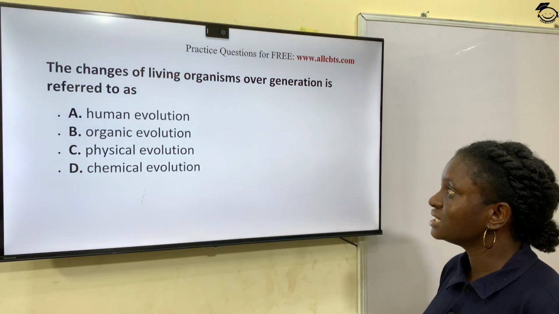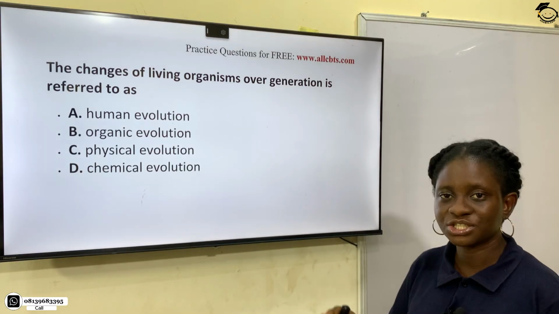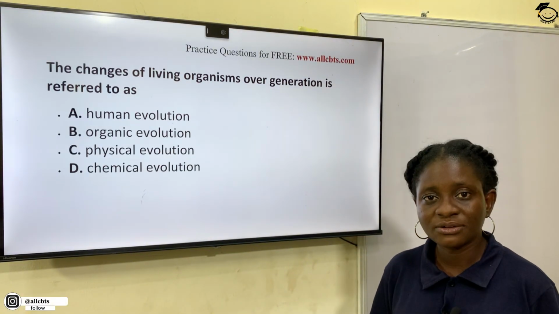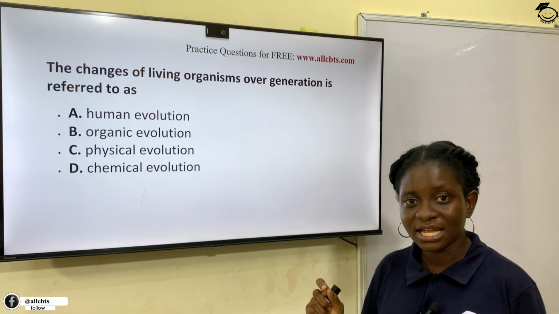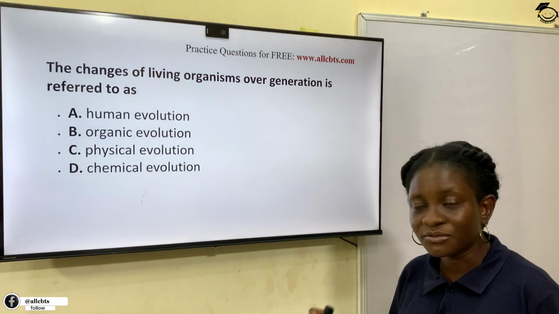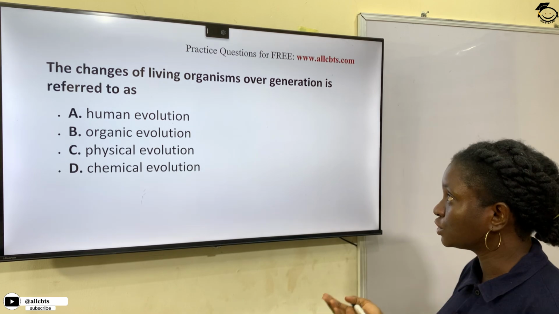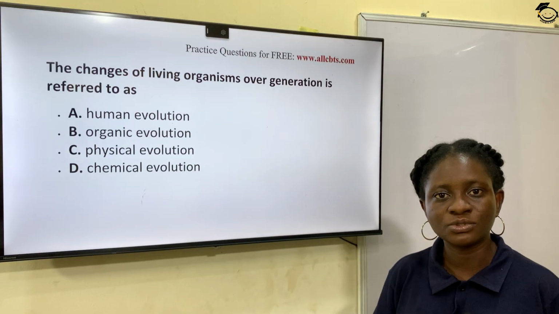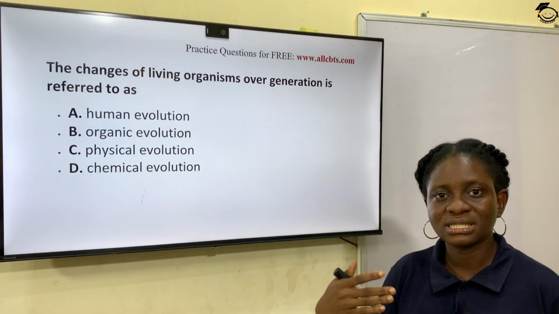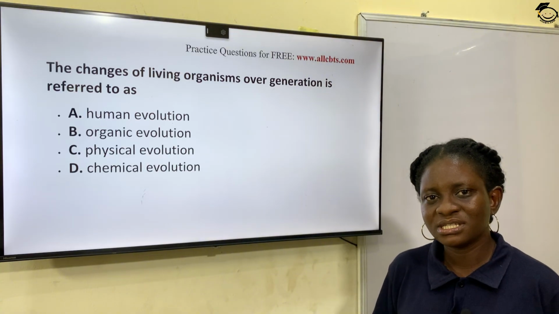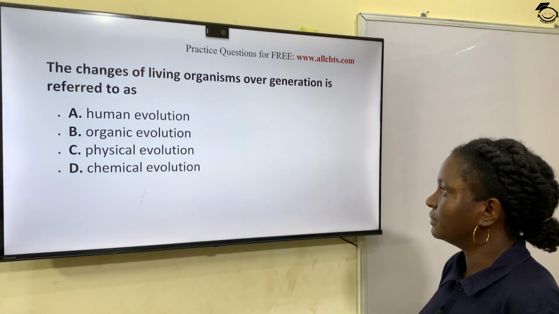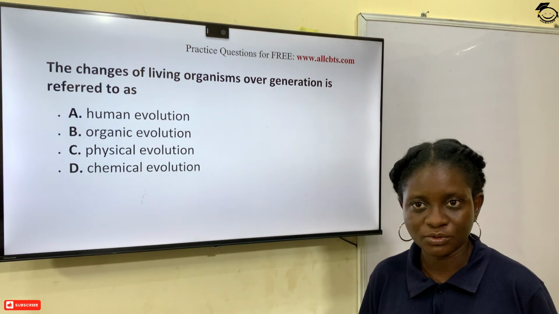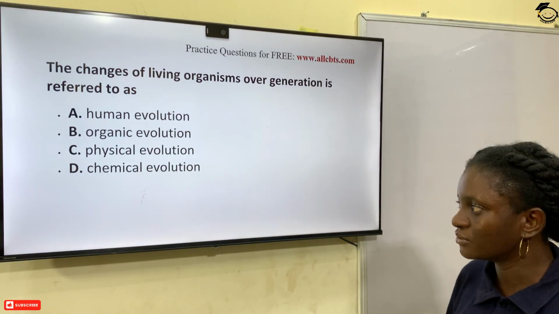Next question. The change of living organisms over generations is referred to as A. Human evolution, B. Organic evolution, C. Physical evolution, D. Chemical evolution. When we talk about evolution, that means there's a change. Organisms evolve over time due to environmental changes or just the ability to survive. Is it human evolution, organic, physical evolution, or chemical?